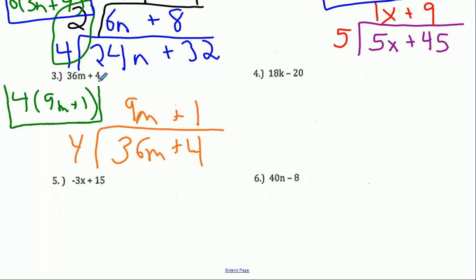There we go. Again, if you did it twice, 2 by 2, you'd have to do 2 times 2, which would be 4, and then 9m plus 1 should be your final leftover answer.